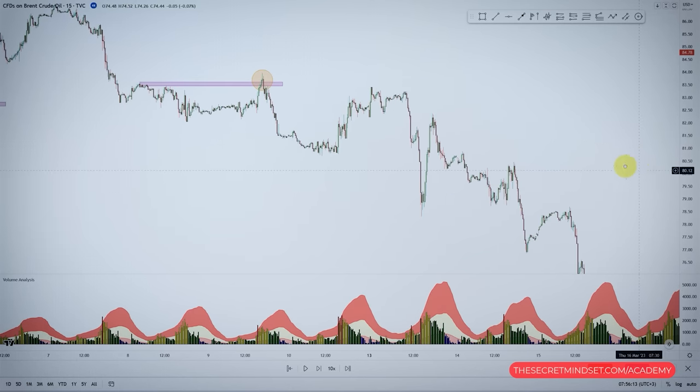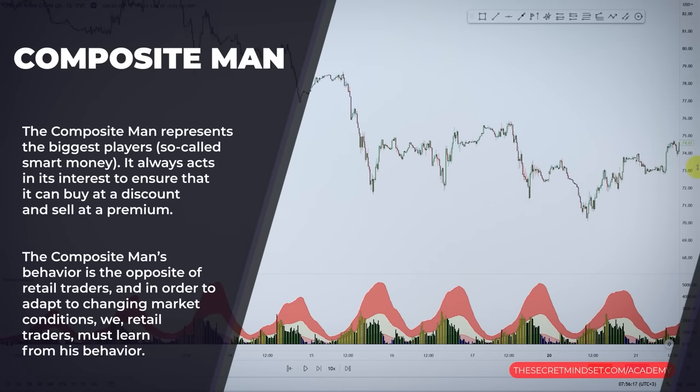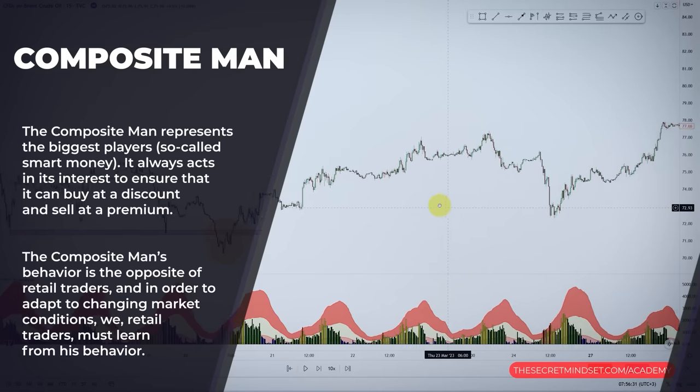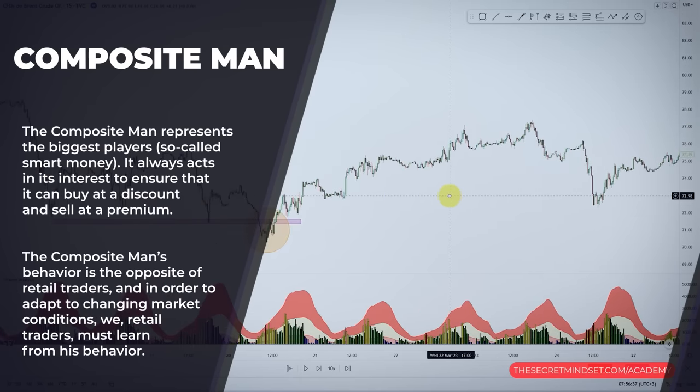In essence, the composite man represents the biggest players, the so-called smart money. It always acts in its own interest to ensure that it can buy at a discount and sell at a premium. The composite man's behavior is the opposite of retail traders, and in order to adapt to changing market conditions, we retail traders must learn from his behavior.